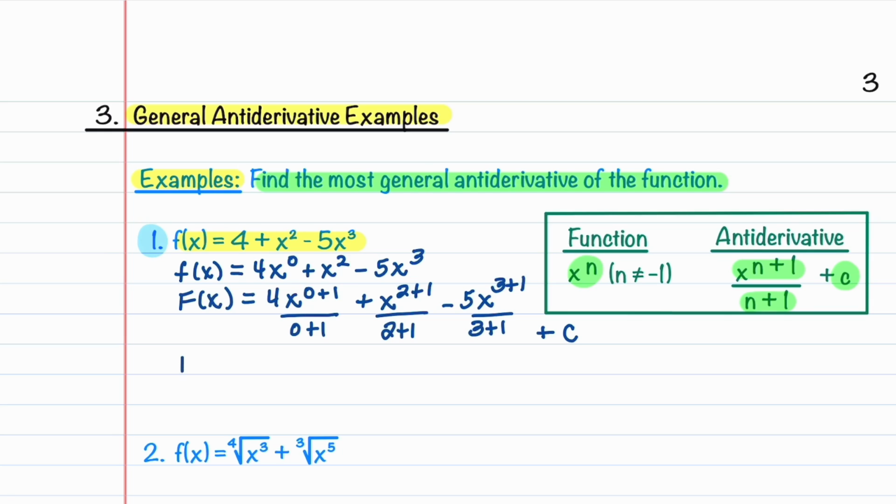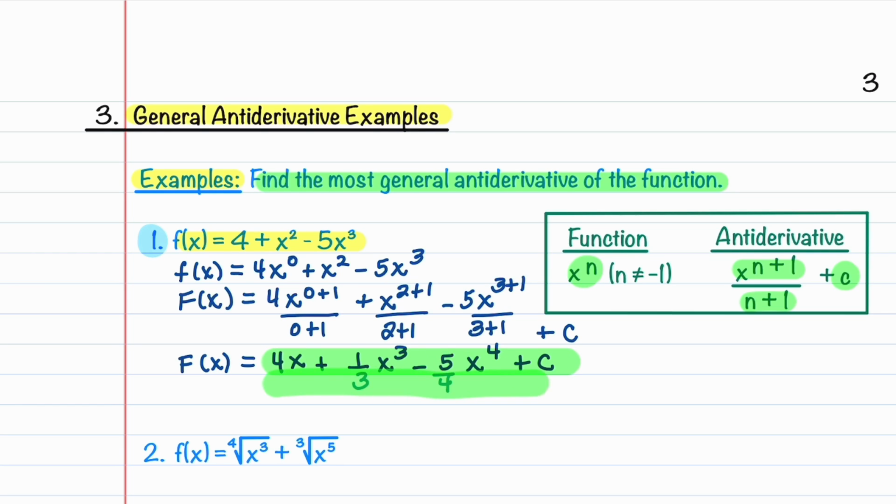This gives us capital F of x is equal to 4x plus 1/3 x cubed minus 5 over 4 x to the 4th plus c. And that's our final answer.